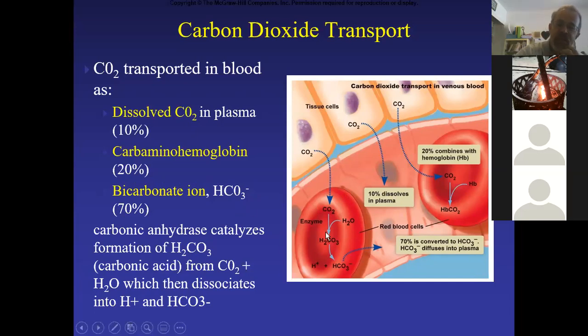All right, so how do we get bicarbonate? Well, if you take a look here, CO2 entering the red blood cells is converted by an enzyme called carbonic anhydrase into carbonic acid. Carbonic acid then dissociates into bicarbonate and hydrogen ions. But anyway, the bicarbonate.